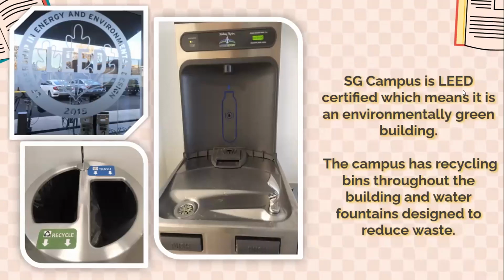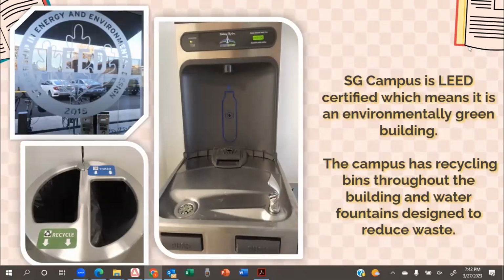SG Campus is LEED certified, which means it is an environmentally green building. It's a pretty new building, about 7 years old, something like that. The campus has recycling bins throughout the building and water fountains designed to reduce waste. So these are the recycle. See, they have trash on one side and recycle on the other side, unlike what we have. But these are in the hallways.